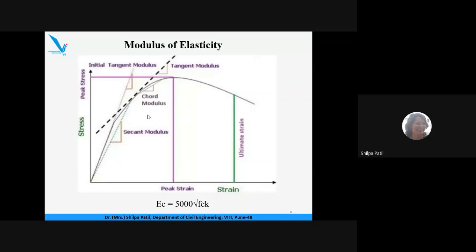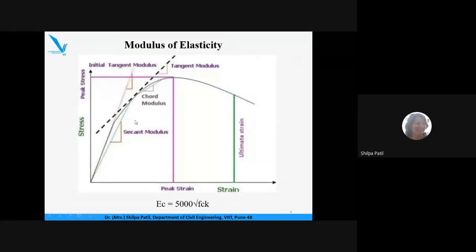Now, for design purposes, we cannot consider this variation every time, right? We need one particular constant value. How to get that? Okay, there is another method. If we plot a tangent passing through the origin, it is called the initial tangent modulus. See, this is the initial tangent modulus. We have drawn a tangent at the origin of the curve.